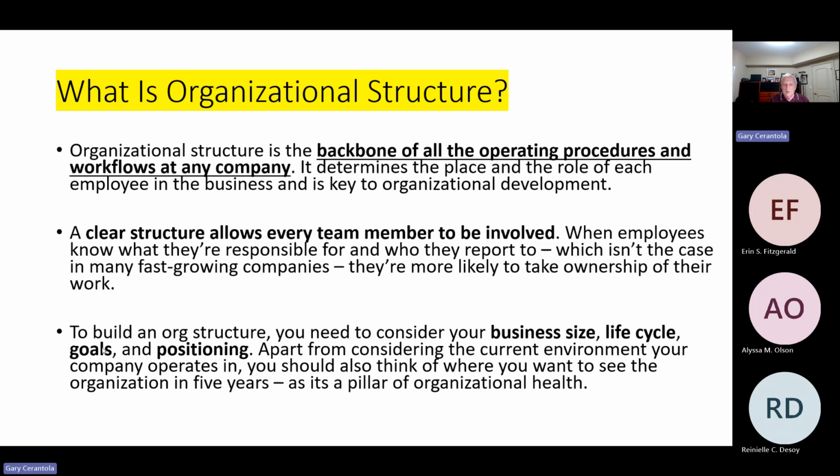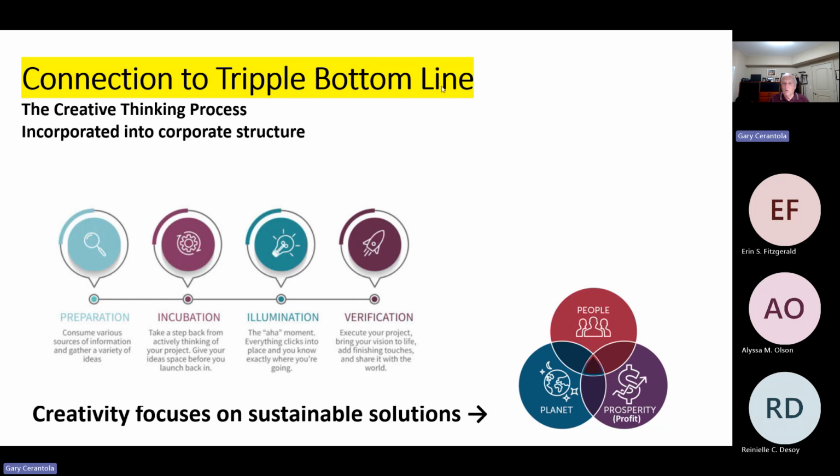And again, to build an org structure, you need to consider where you are in the life cycle of your business, because if you're a growing business, you may need other capabilities as you grow. And so that will affect your actual capabilities around organizational structure. Your goals will change, and how you're positioning in terms of what you're going to do for your customers. So one of the things, though, is just don't lose sight of the triple bottom line.